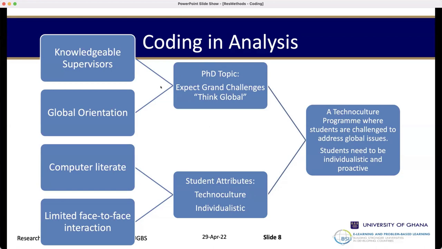Now, because I was a PhD student before, I understand what it means to select a PhD topic. That's why I'm able to do this very well. That's why I say it comes from experience.